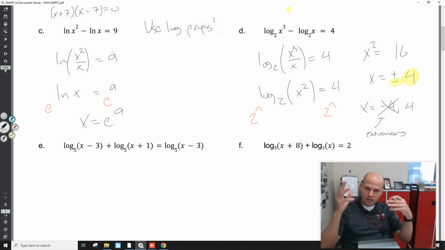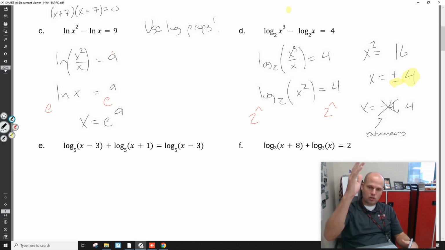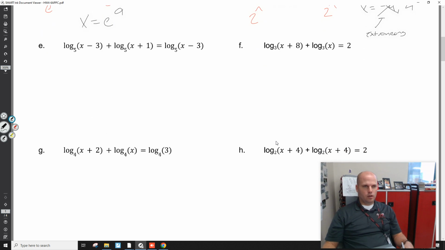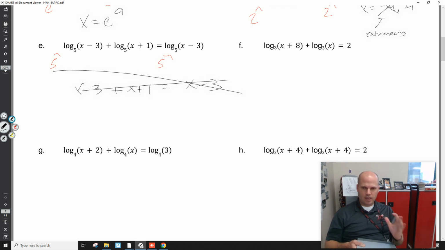You know that it was a solution to the previous equation where the logs were gone, but it ends up being extraneous. It's a fake solution because of the domain, the x values you can plug into the log. Okay, so we want you to get it and then get rid of it. This is the most common one that students will make mistakes on. They will think that you can take the 5 to the power of both sides and you just get x minus 3 plus x plus 1 equals x minus 3. Wrong. You can't do this.